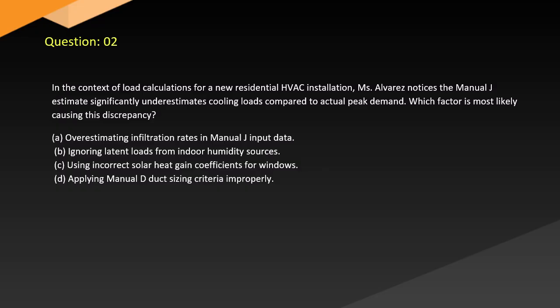A. Overestimating infiltration rates in Manual J input data. B. Ignoring latent loads from indoor humidity sources. C. Using incorrect solar heat gain coefficients for windows. D. Applying Manual D duct sizing criteria improperly.